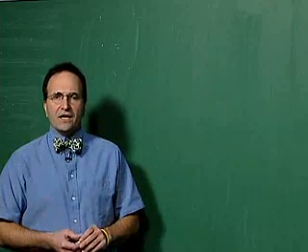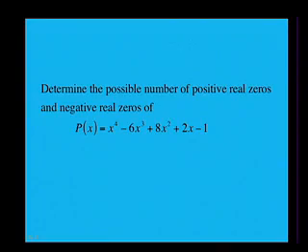Let's do an example of Descartes' rule of signs. Determine the possible number of positive real zeros and negative real zeros of the polynomial p of x equals x to the 4th minus 6x cubed plus 8x squared plus 2x minus 1. So if we use Descartes' rule, we want to look at p of x itself. And what we'll notice is that there are 3 sign changes there. We go from x to the 4th, which is positive, to negative 6x cubed, so that's 1. Then we go back to a positive number, that's 2 changes. The next coefficient 2 is positive, but then the constant term is negative. So we have 3 changes there.